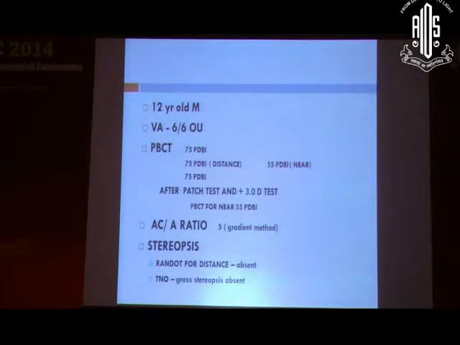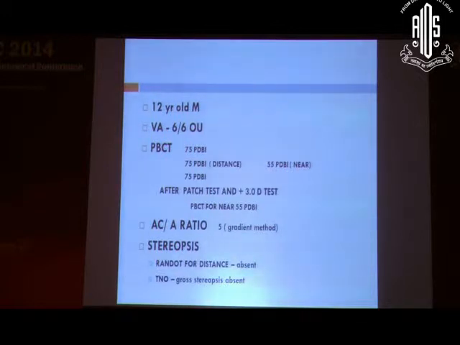Now the point to note is that the PPCT values for distance were around 95, and for near were around 55 prism diopters. After doing the patch test and the plus 3 diopter test, again the PPCT for near was the same, 55 prism diopters. So what does it mean for the audience? What would doing this test mean?